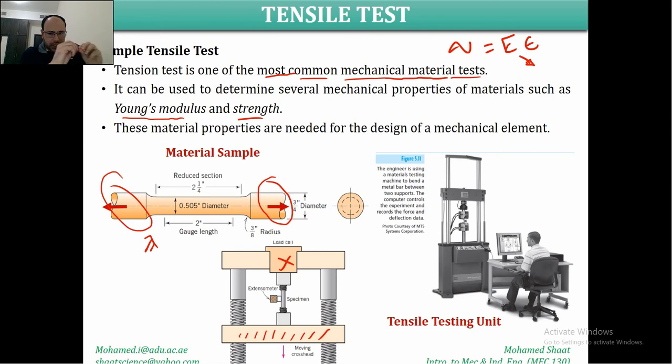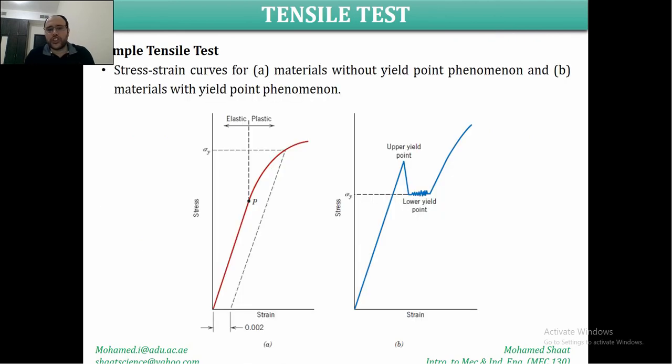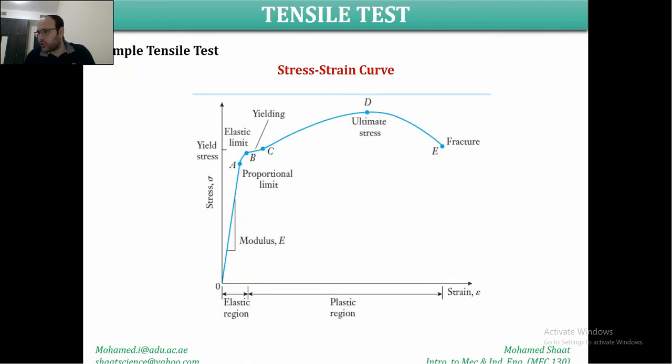All of these sensors are connected to the computer, and the data are collected by the computer, which does some calculations to determine a curve known as the stress strain curve, which is similar to this curve. From that curve, we can then print it. And once we print this curve, we can extract so many mechanical properties of the material. So this is simply how the simple tensile test is performed.